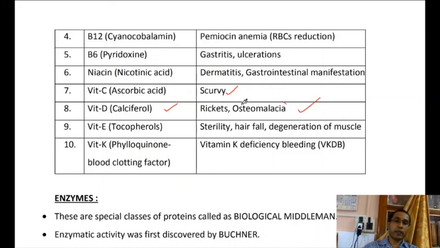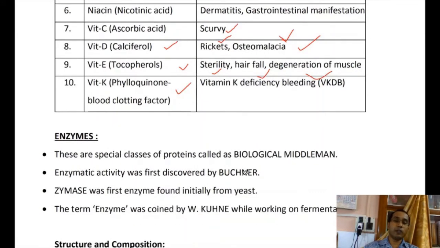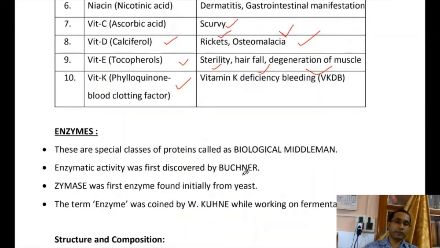This is for baby child conditions, and this is for mature humans. Vitamin E, tocopherol, is the fertility factor. Under deficiency, sterility can occur, hair fall is possible, and degeneration of muscle can occur. So vitamin E is very important as a daily supplement. Vitamin K, phylloquinone, is known as the blood clotting factor. Vitamin K deficiency leads to continuous bleeding if any cut happens.